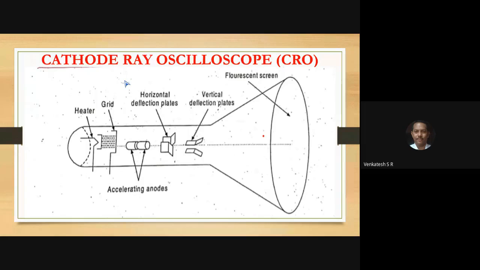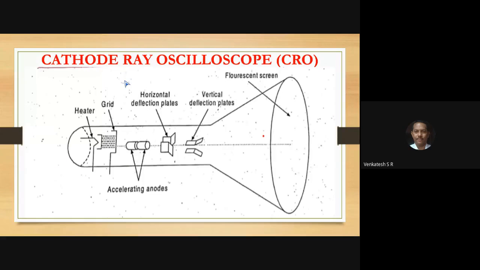Also in ECG, electrocardiography, the output you measure in terms of waveform, and also in echocardiography, they use monitors. So a monitor is nothing but a cathode ray oscilloscope, or CRO.